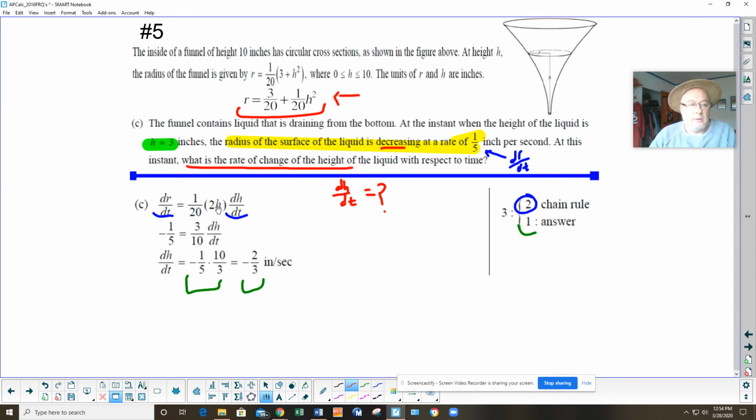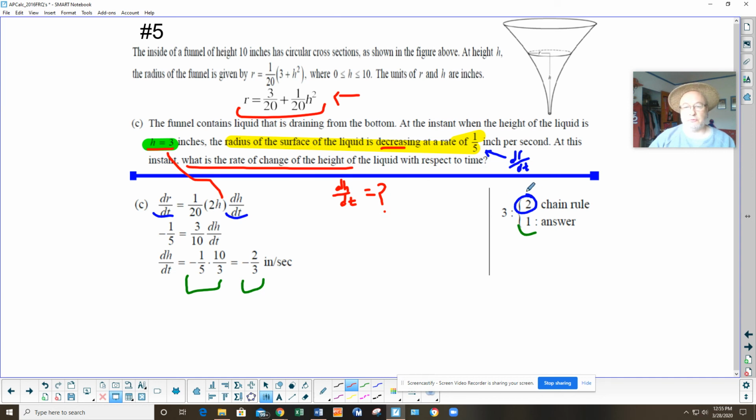The 3 comes from here, h equals 3. So putting a 3 in for h will give you 2 times 3, that would be 6/20, which reduces to 3/10. And then your dh dt is your unknown, and you multiply by the reciprocal to move this over to the other side, and you get negative 1/5 times 10/3, or negative 2/3. Now, if you didn't have a negative in your answer, you wouldn't get the answer point unless you said the surface area is decreasing at 2/3 inches per second. The word decreasing kind of takes over for your negative that you may have missed.